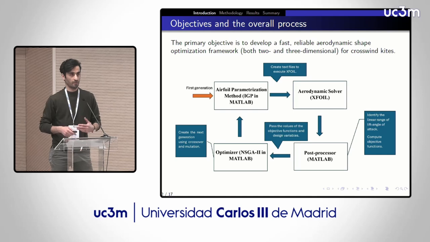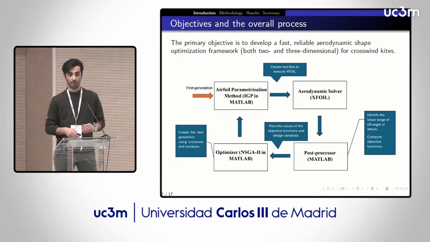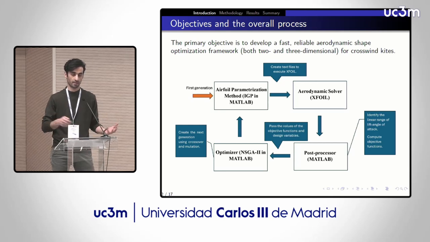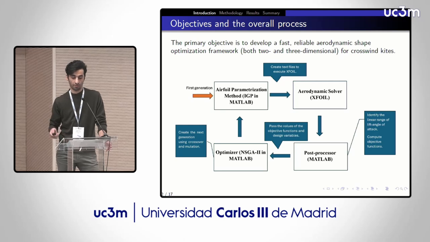So the primary objective is, of course, to develop a fast, reliable aerodynamic shape optimization framework. As I said, 2D and 3D, and particularly for crosswind kites. Here I'm showing the overall process. We begin with an initial generation based on the limits of the design space, and we pass it to an airfoil parameterization method.